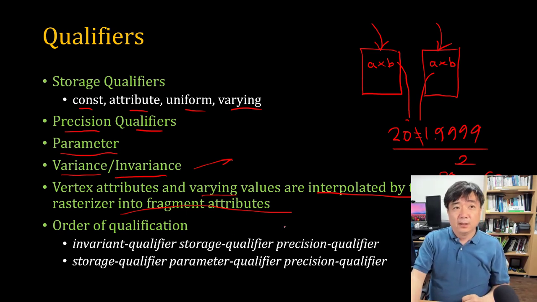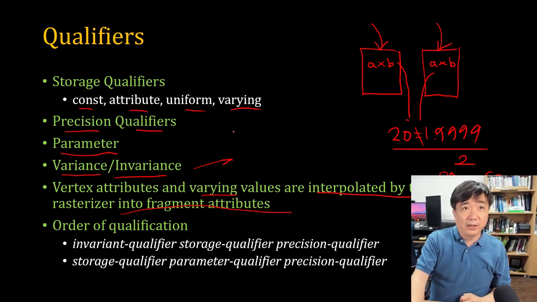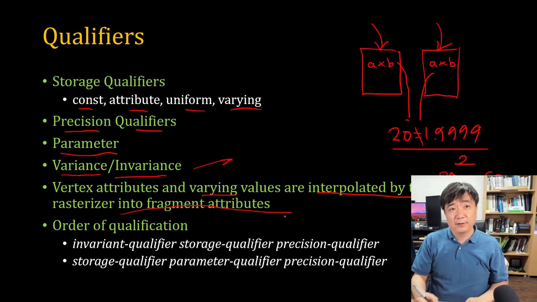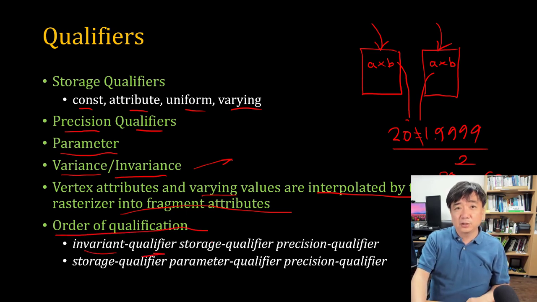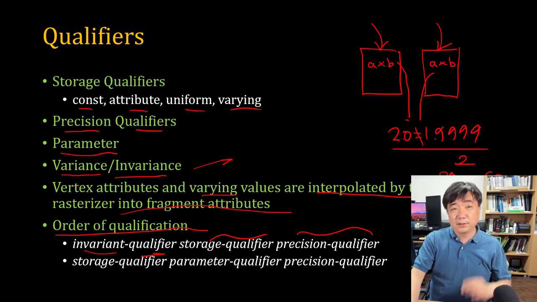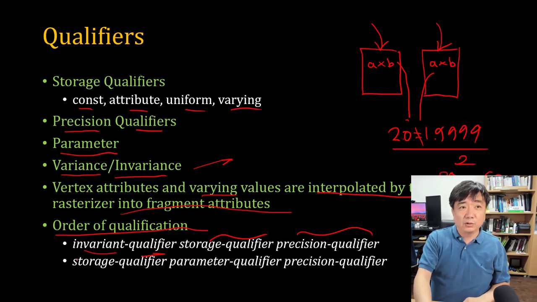Okay, and when you are mixing these various qualifiers, we need to follow the order of qualifiers: invariant qualifier, and then storage qualifier, and then precision qualifier. For example, invariant, and const, and highp. So the precision qualifier is highp, mediump, and lowp. Okay, so we must follow this order.